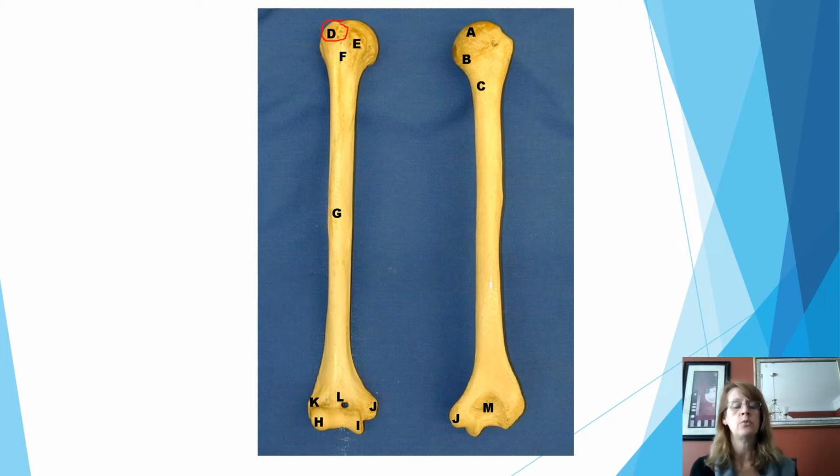So they both have to articulate with the humerus. They form a joint with the humerus. Now, in the case of letter H, letter H here is what's called the capitulum. And the radius also will have what's called the capitulum. Capitulum is spelled C-A-P-I-T-U-L-U-M. And the capitulum is an example of a condyle, and it's going to have articular cartilage on it, and that's where the radius is going to articulate.